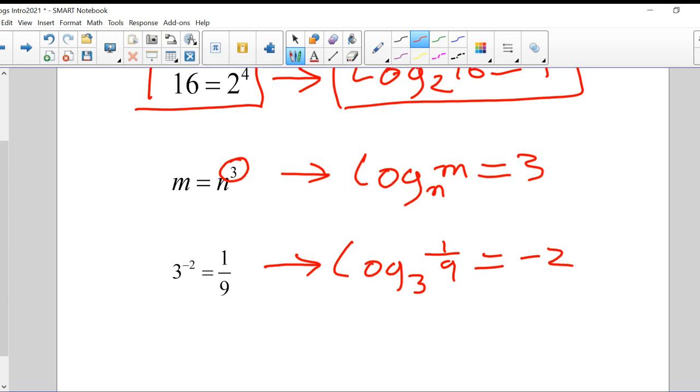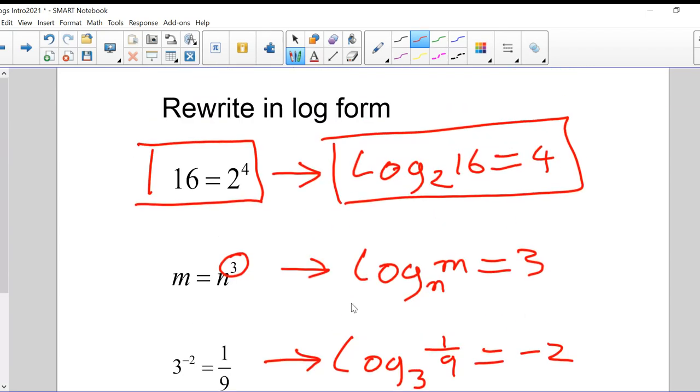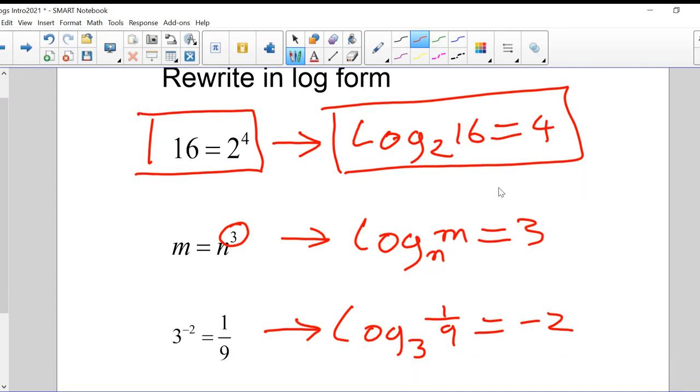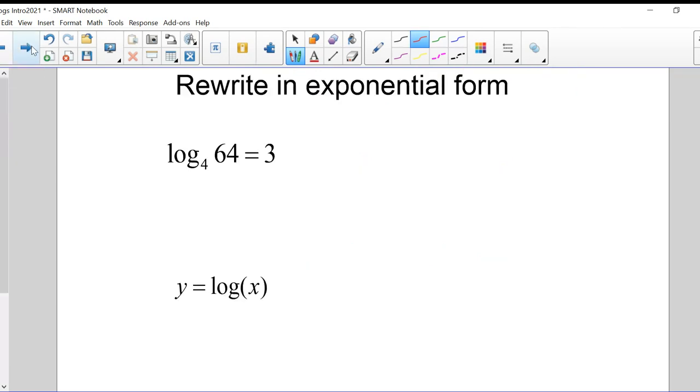So those are sort of the ways in which we can interpret an exponential form in terms of logarithms, right? We can take any exponential form and make it look like it's a log, because they're equivalent statements. These are just inverses of each other, but they're saying exactly the same thing. Let's go the other way.